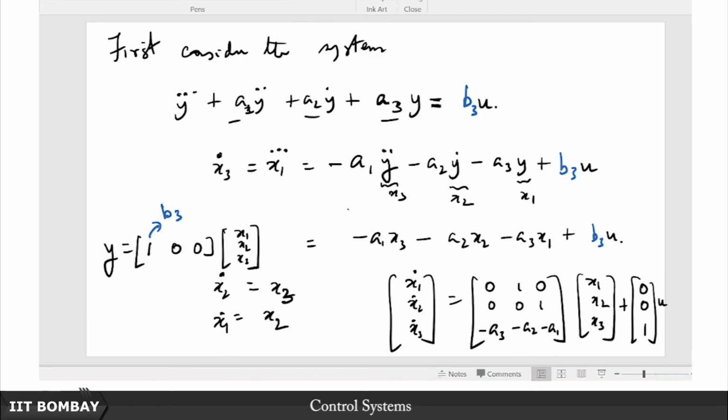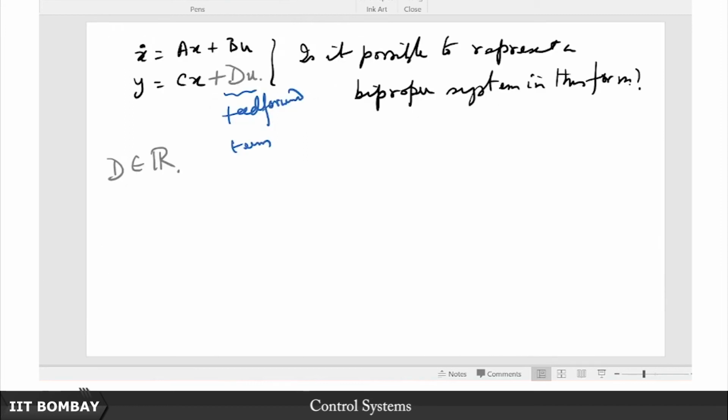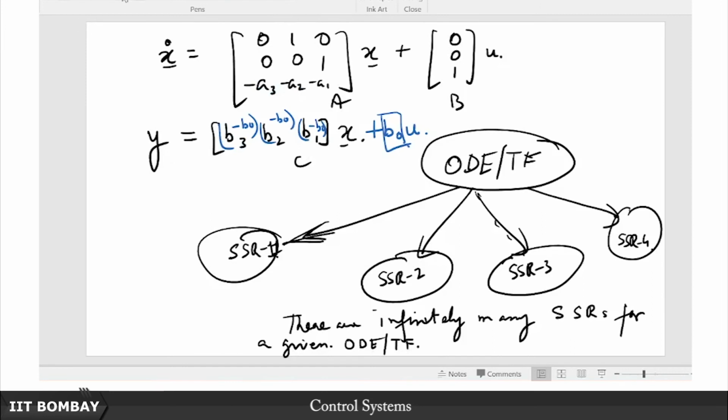Those will be reflected with B naught times. I think I missed a bit of a trick here. What I missed is this B naught times A3, A2, A1. So this will be B3 minus B naught A3, B2 minus B naught A2, and B1 minus B naught A1. Notice that if this B naught is 0, then it collapses back to the original response.